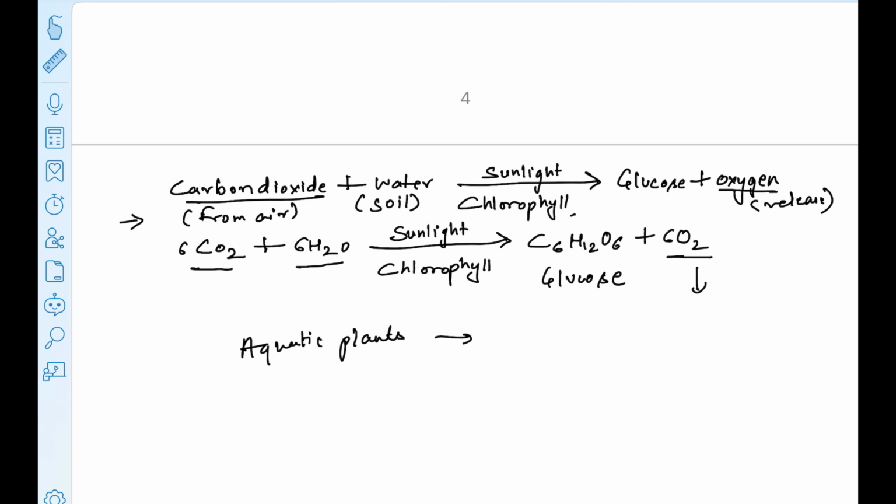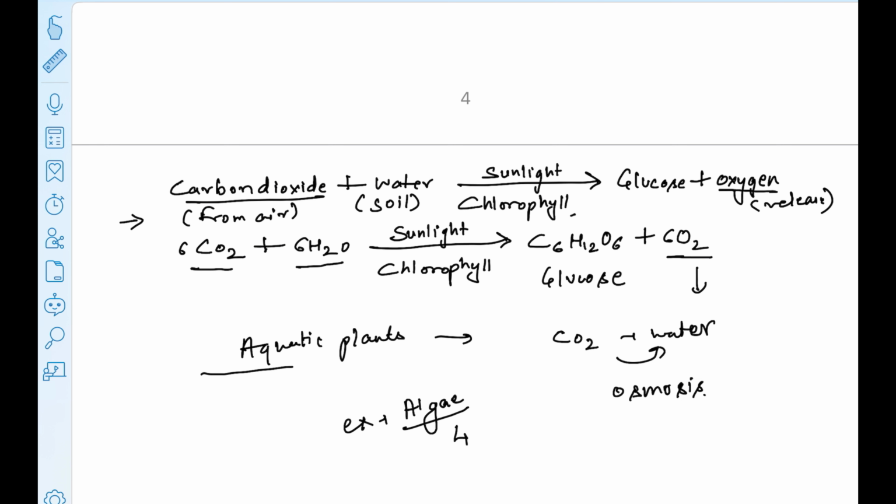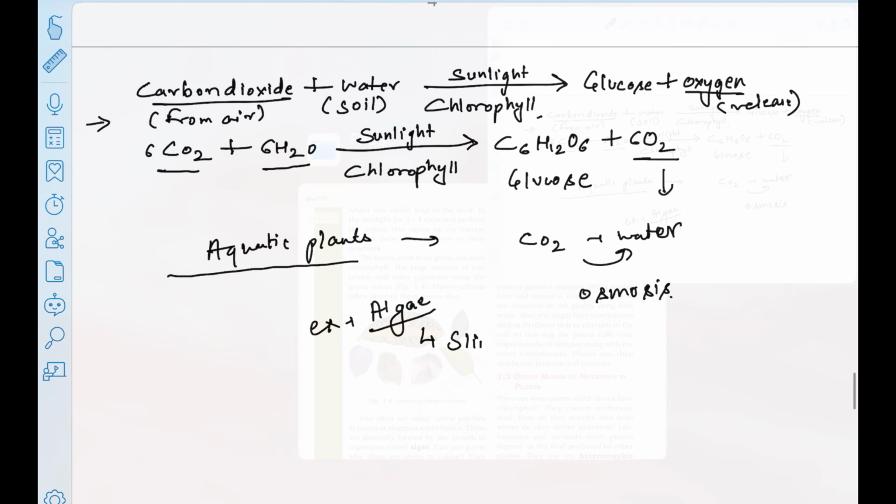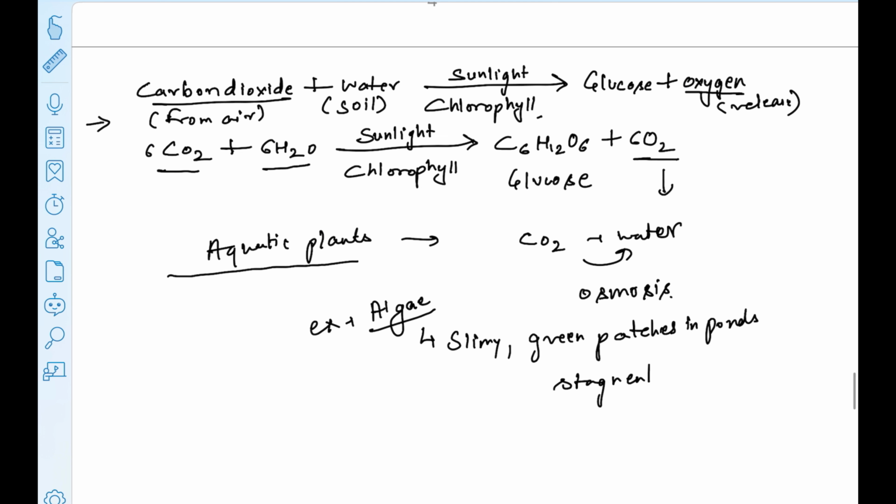In aquatic plants, photosynthesis also takes place. They get CO2 or carbon dioxide from water. It is dissolved in water. So they directly take it through the process of osmosis. Okay? And examples are all the algae. Algae are green plants that live in water. Algae form slimy green patches in ponds or in stagnant water bodies.